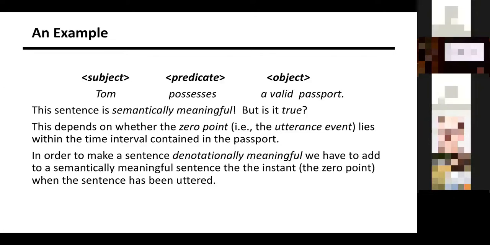The question now is, if we write this sentence on a piece of paper and the reader reads it at some later time, it depends on the time of reading whether the sentence is true or false. Because when he reads the sentence at the point of reading, which is outside the validity interval on the passport, then the sentence is false.